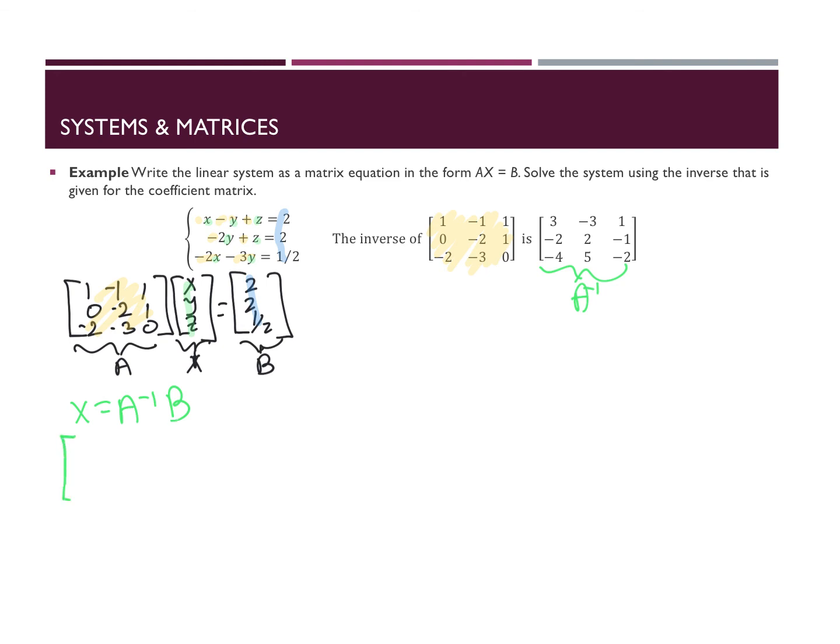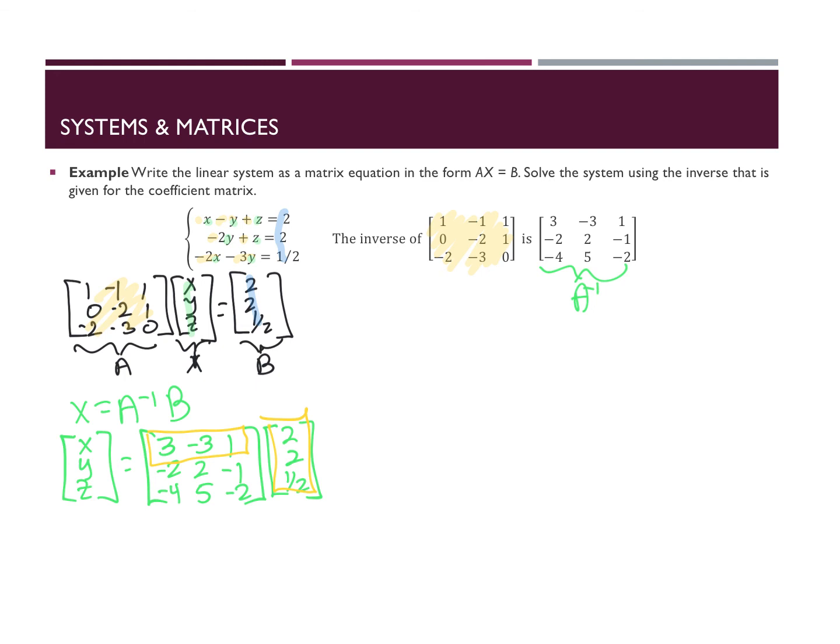So we're going to substitute our matrices. Matrix X is XYZ. The inverse matrix is 3, -3, 1 for row 1, -2, 2, -1 for row 2, and -4, 5, -2 for row 3. And we multiply that by matrix B, 2 for row 1, 2 for row 2, and 1/2 for row 3. And all we have to do now is to multiply. So we know we can multiply because we have a 3 by 3 with a 3 by 1.